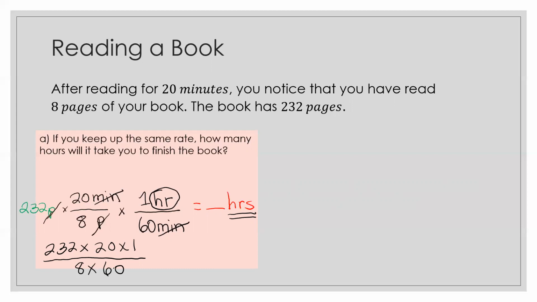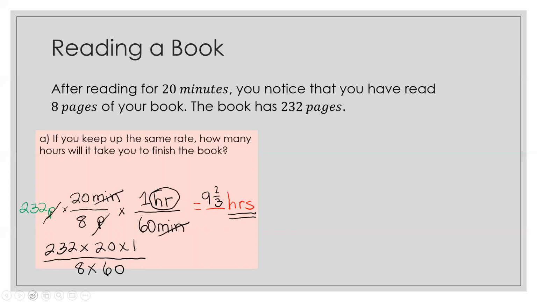232 times 20 times 1, which I don't need to type, divided by 8, and then divided by 60. And I have 9.66667, which to me I see as 9 2/3, 9 2/3 of an hour. Now, that seems kind of a weird answer to be saying 2/3 of an hour, right?